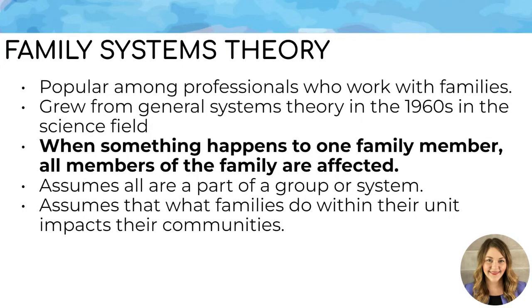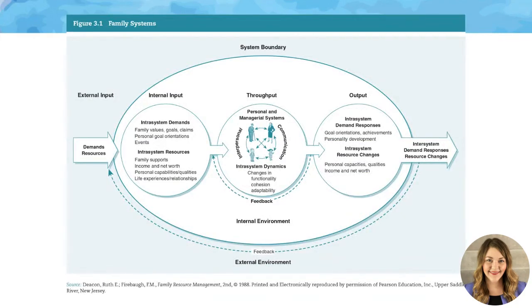Family systems theory. So think about when we're looking at a family, we cannot assume that what happens to that individual doesn't affect anyone else in the family. We can assume that when something happens to one family member, many or all of those family members are going to be affected. This grew from that general systems theory that you saw in the previous slide. So this is the family systems theory referenced in a chart.